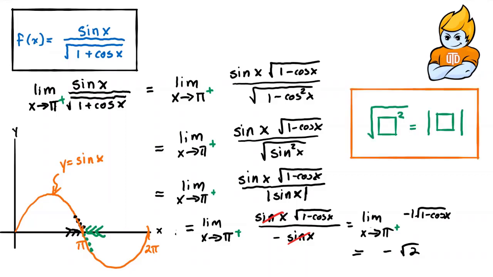The moral of the story is that the square root of box squared is the absolute value of box. If you don't know what's inside the box, go comments.